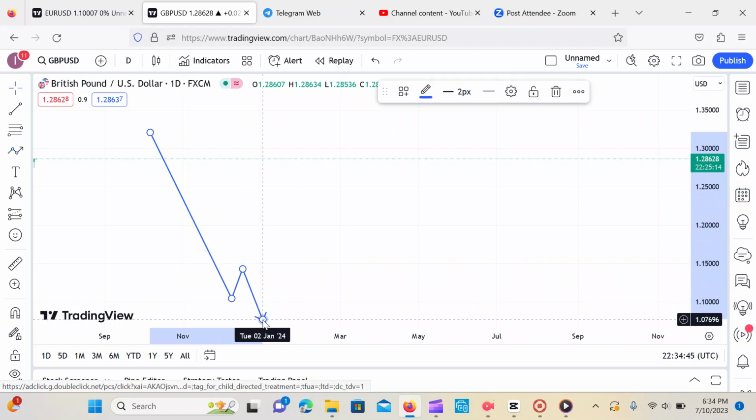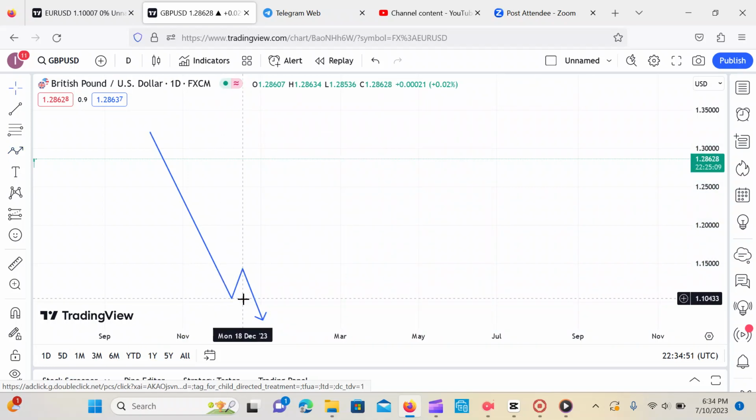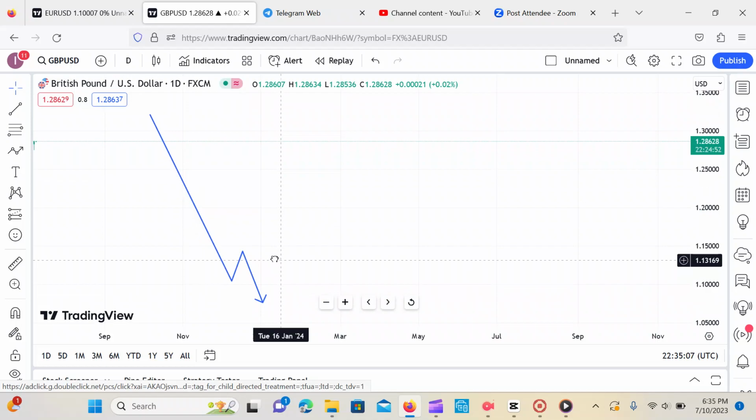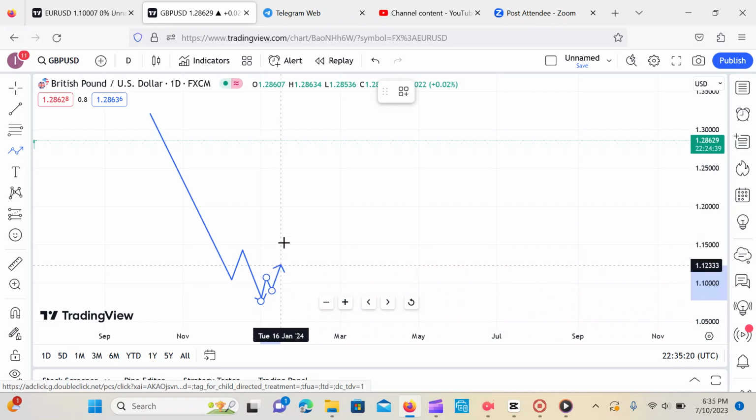This is as a result of a lot of retailers placing their buying orders right here and putting their stop loss below it. So price made this push down to sweep people's stop loss. That is exactly what happened right here. Now when the market got to this area, we now have a push to the upside. Price came back again. Then we had a strong bullish candle.